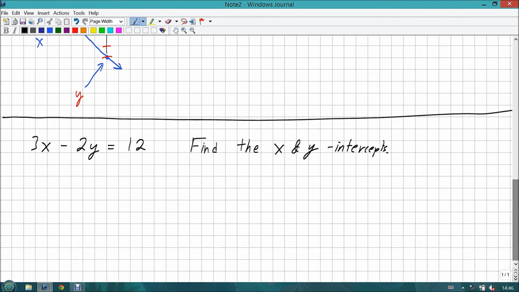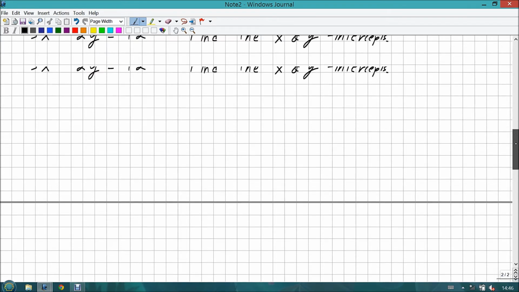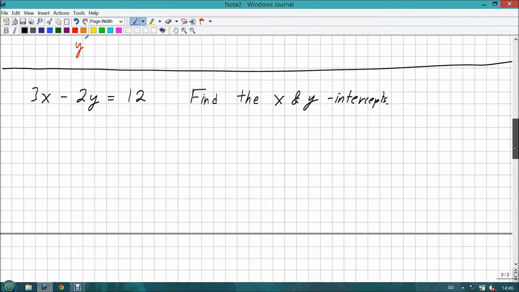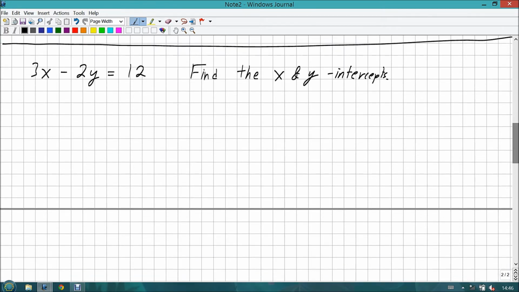So this is where that cool key thing that I said earlier comes into play, where the x-intercept always occurs when y is 0, and the y-intercept always occurs when the x is 0. So we're going to break this into 2 sections. One's going to be x, the other is going to be y. And for the x, to find the x-intercept, set y equal to 0 and solve.